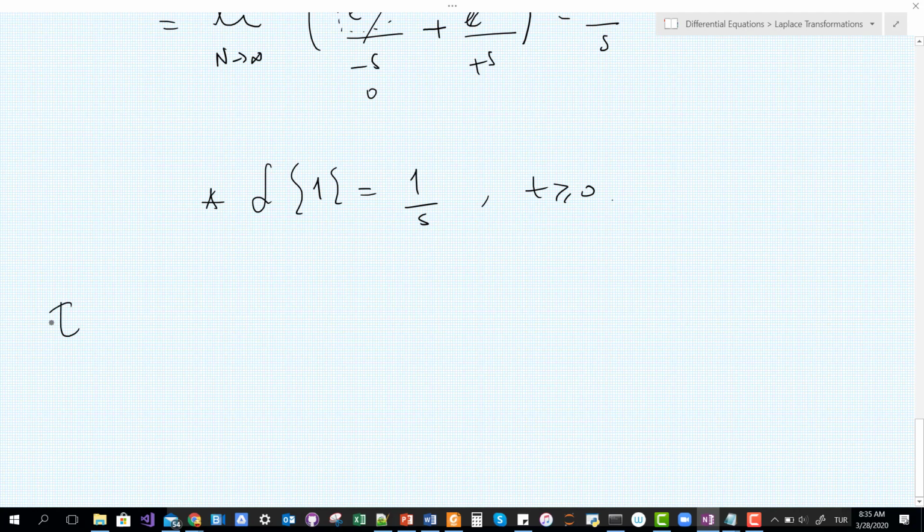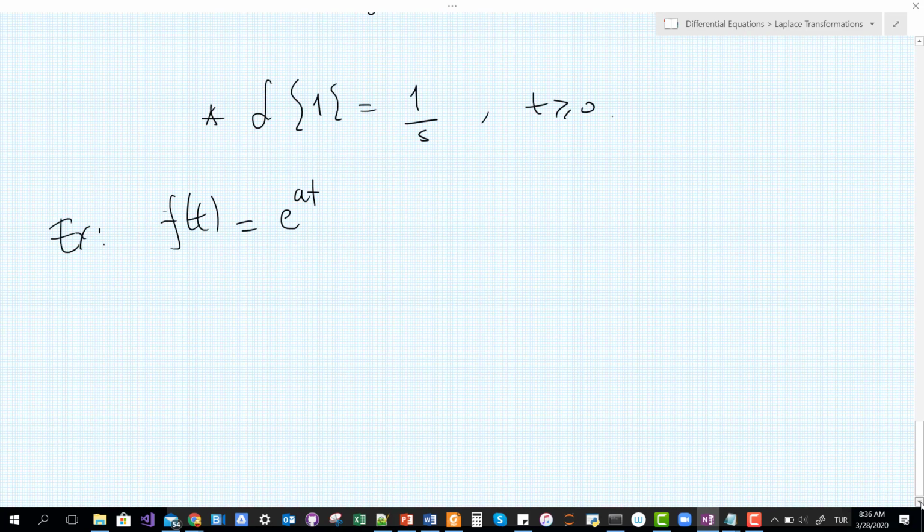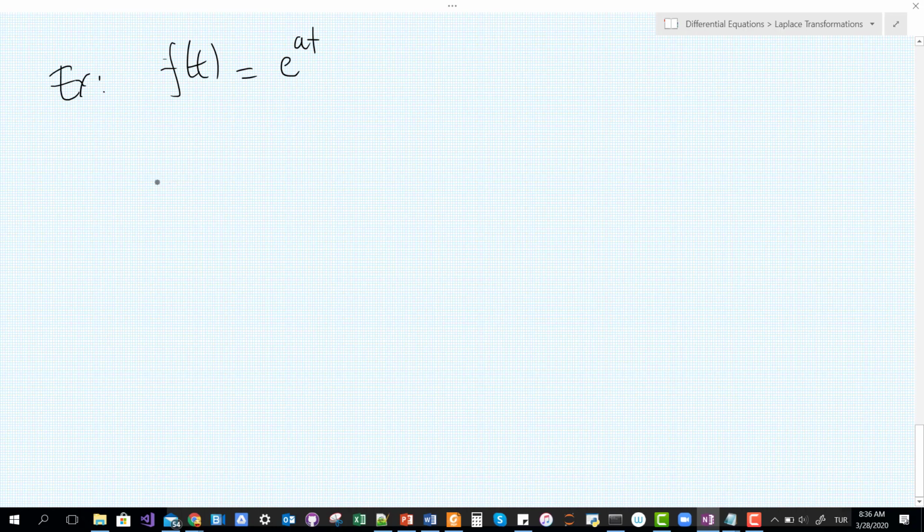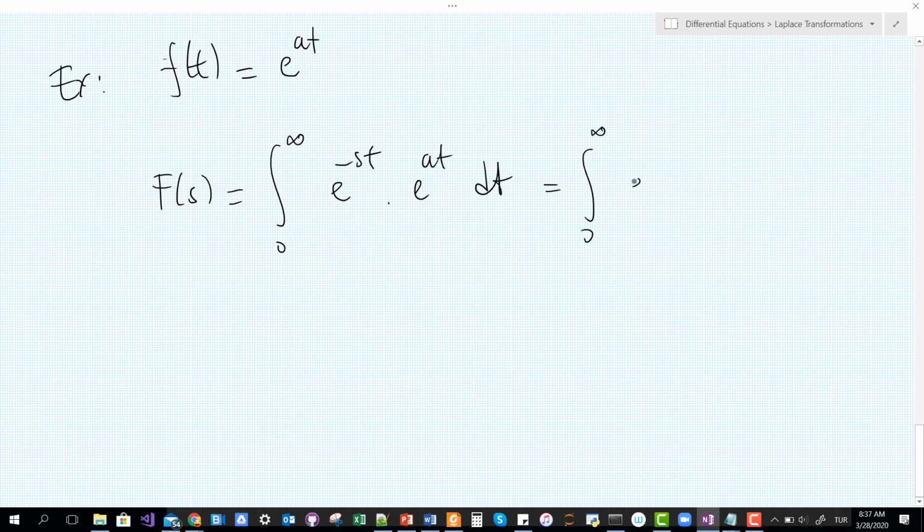Okay? Let's look at the second example. f of t, I will choose in this way, e to the at. My question is the same: what is the Laplace transform of this function? I will use the same integral, which is my Laplace transform: 0 to infinity, e to the negative st, and this time my function is e to the at, dt. Before taking the integral, I see I can combine these terms in this way: e to the negative s minus a times t, dt.